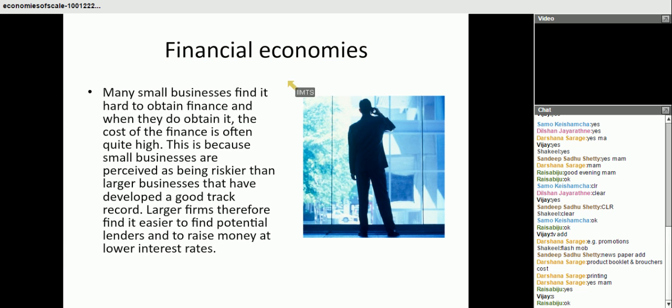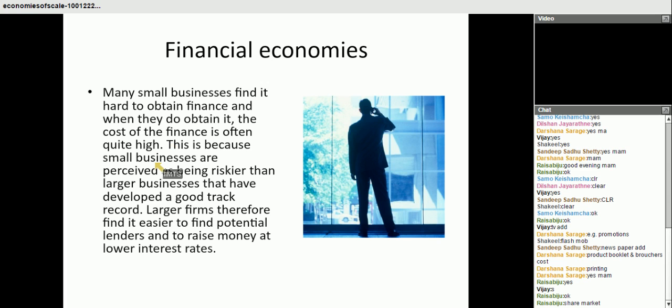The next is financial economies. Many small businesses find it hard to obtain finance, and when they obtain it, the cost of finance is often quite high. Because what is the normal assumption? The perception is that smaller firms are more risky when investment is concerned. If we invest in them, we may just lose our money. And if the firm is big enough, has a big name and goodwill in the market, then people will be much readier to give them loans and offer them money for investment. So in that case, financial economies are operating. Larger firms therefore find it easier to find potential lenders and to raise money at lower interest rates.